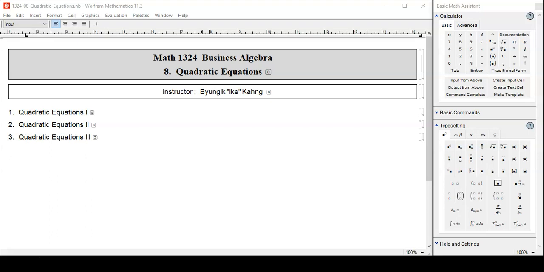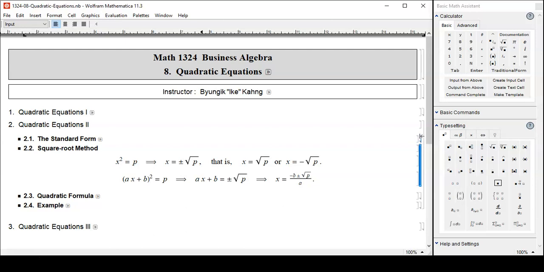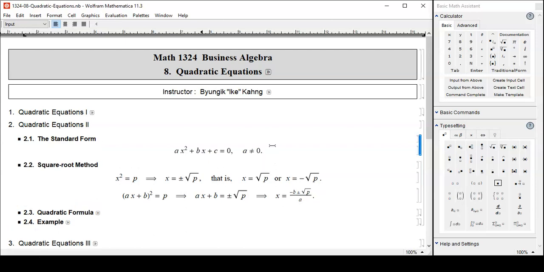Hello students, welcome back. Previously we went through the factorization method of quadratic equations. Now the second method we have to learn is the square root method, and this is rather special. It doesn't apply for all kinds of quadratic equations in general.